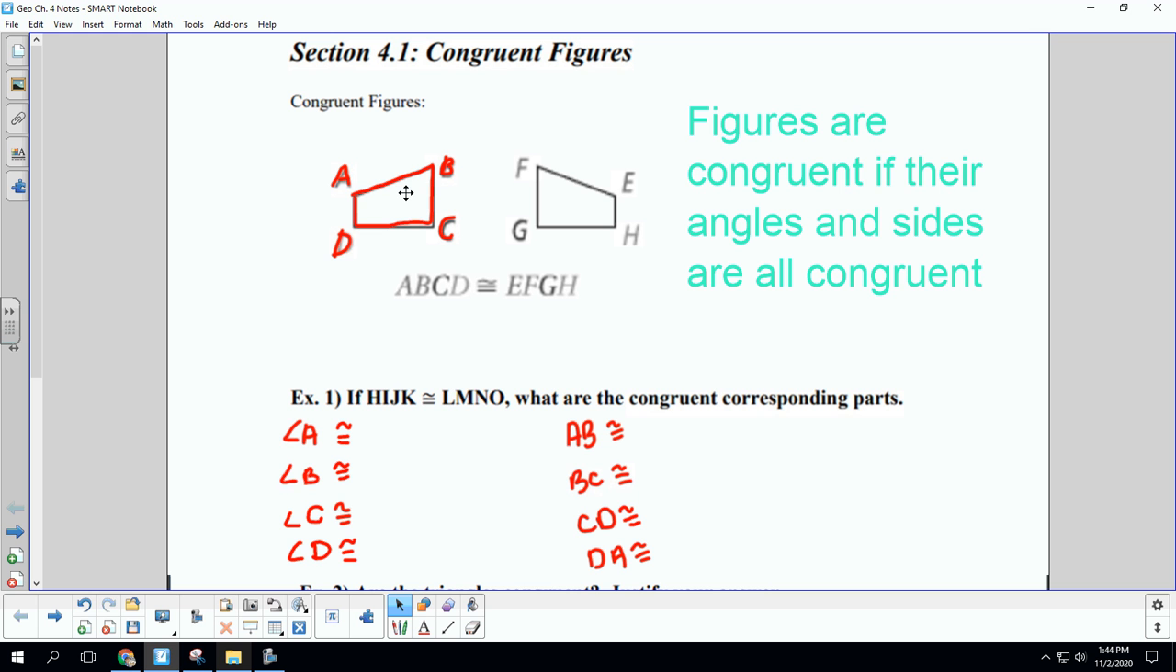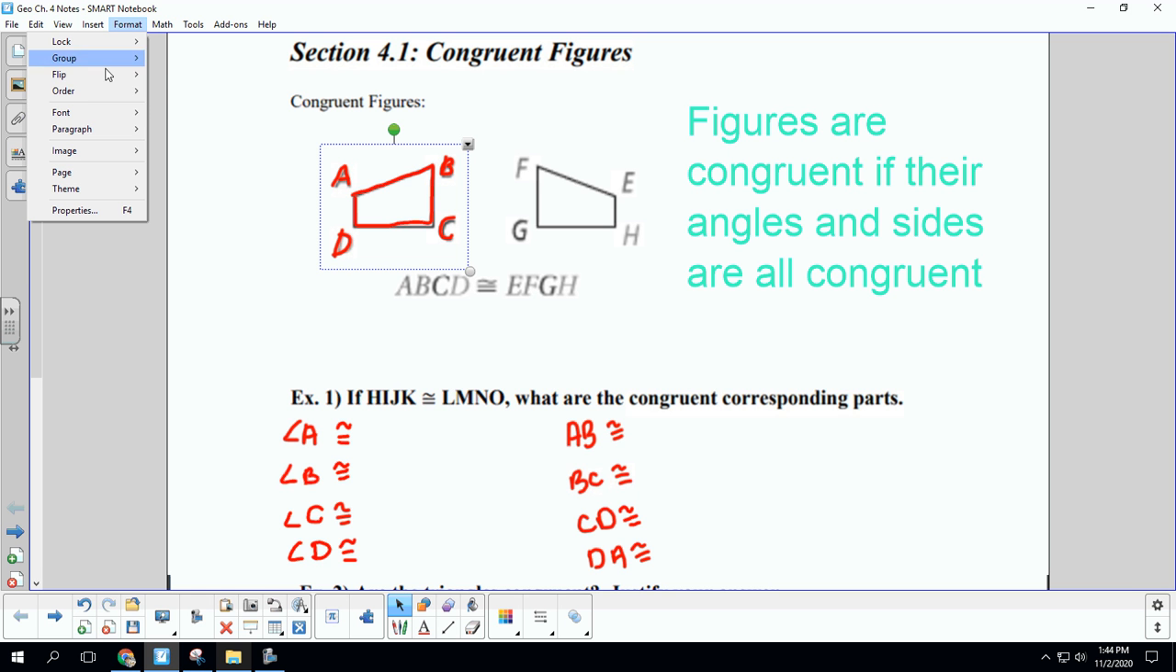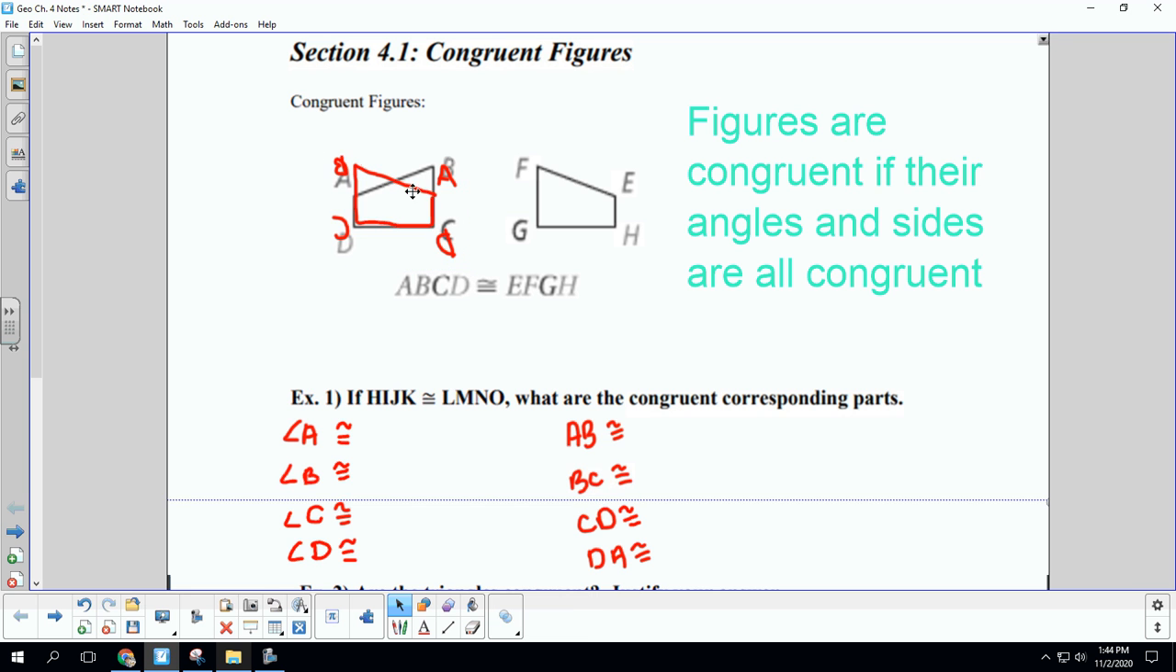I like to think of it like this: if I am going to match up this little guy, then I can see that A and E go together, B and F go together, C and G go together, and D and H go together. So if you were to lay the shape on top of the second shape, which letters will match up?